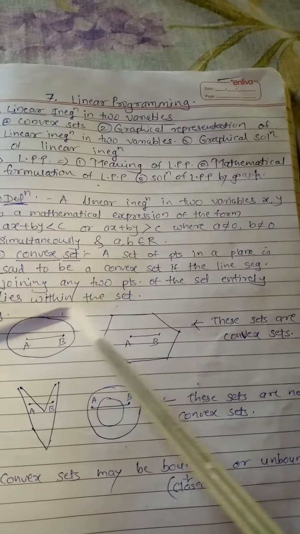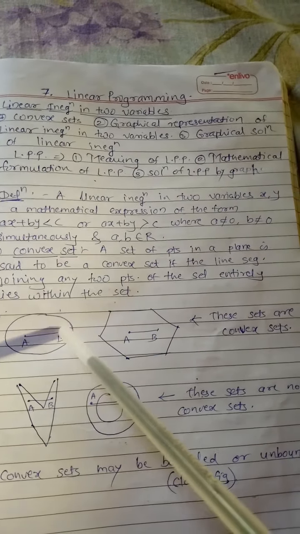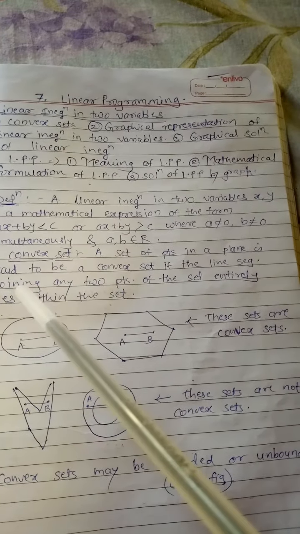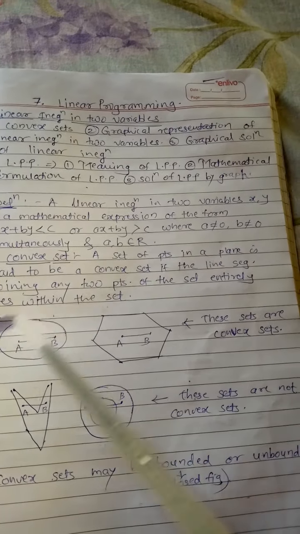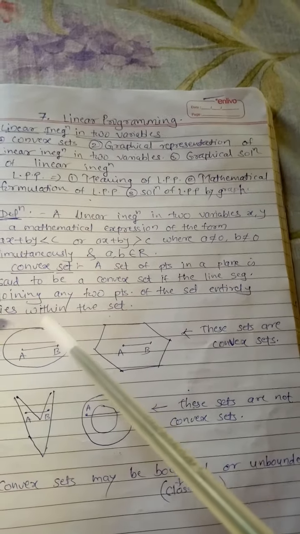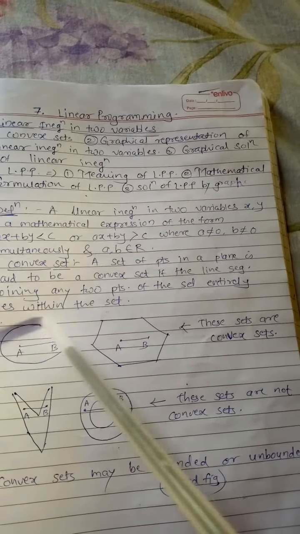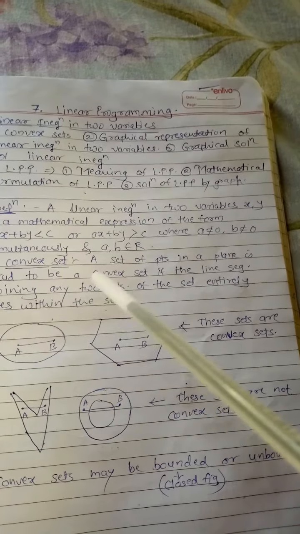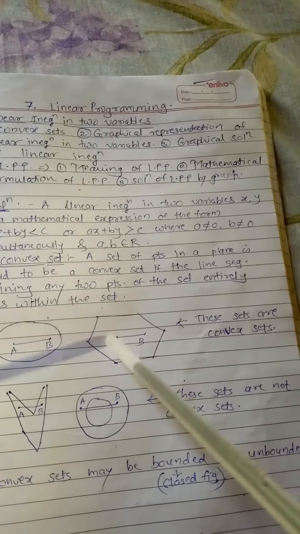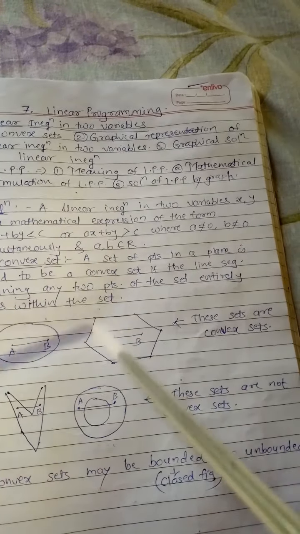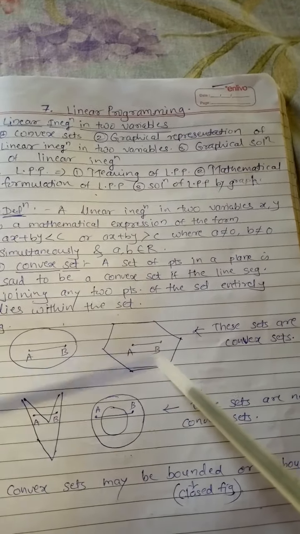So here I draw some figure. See the segment AB, all points on the segment AB completely lie in this figure. This is a set, which you already know we can draw as a figure called a Venn diagram. Similarly in this figure also, the segment AB and all points on it completely lie in this set. So these two sets are called convex sets. Such types of figures are called convex sets.